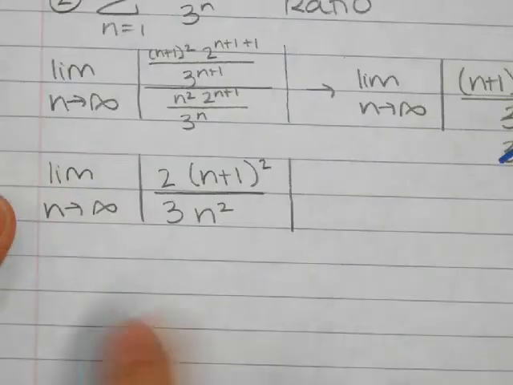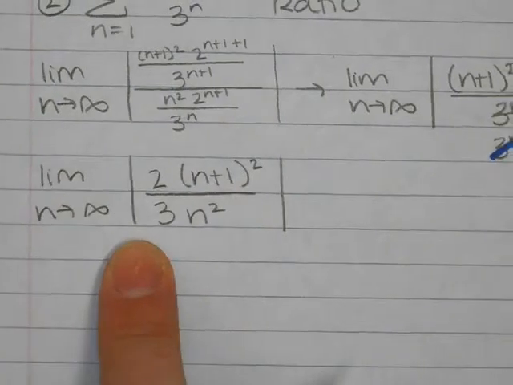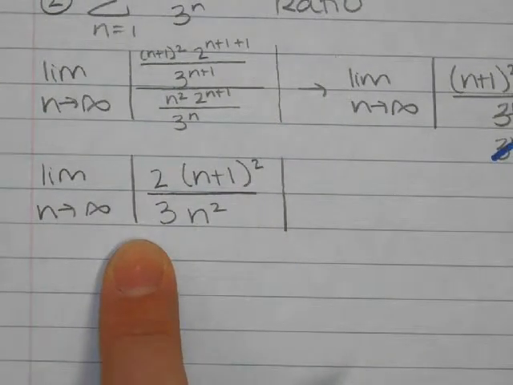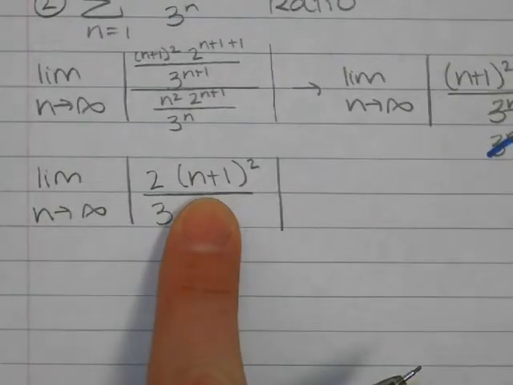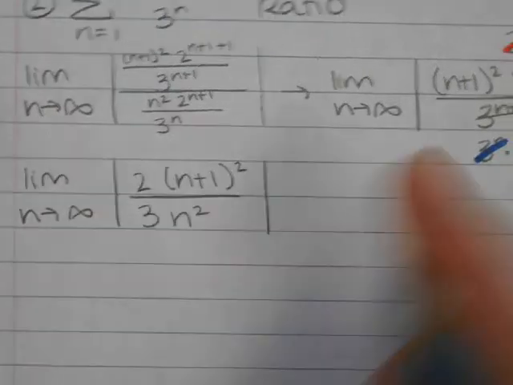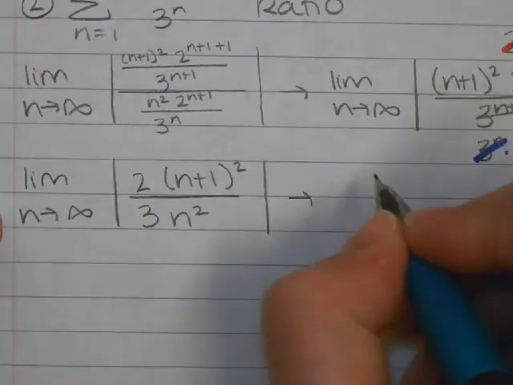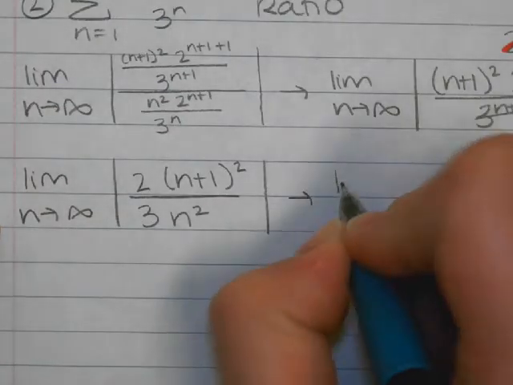All right, now some people are going to be pretty comfortable with evaluating this the way that it looks right now. If you are not comfortable with that, you can go ahead and continue and see what happens when you FOIL out the n plus 1 squared. So I'm going to go ahead and continue just so you can see all of my thought process.